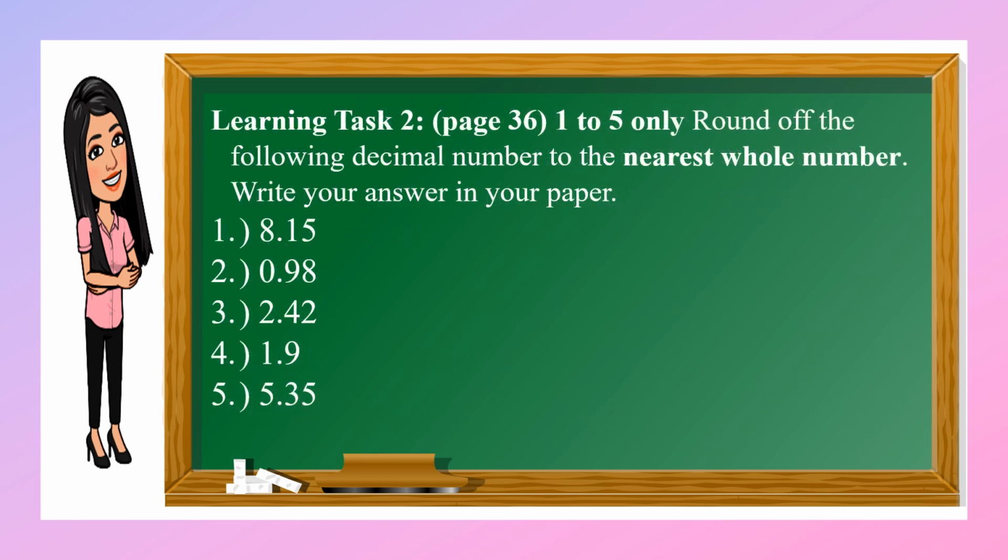For your learning task 2, 1 to 5 only, round off the following decimal to the nearest whole number. So, saan naman makikita si whole number? Sabi ko nga, si whole number ay makikita bago mag-decimal point. So, ibig sabihin, itong mga nasa unahan ang mga whole number. Ang titignan nyo, syempre, yung nasa likod pa rin. Pwedeng hindi na isulat ng mga number na nasa after ng decimal point kasi whole number naman ang hinahanap.